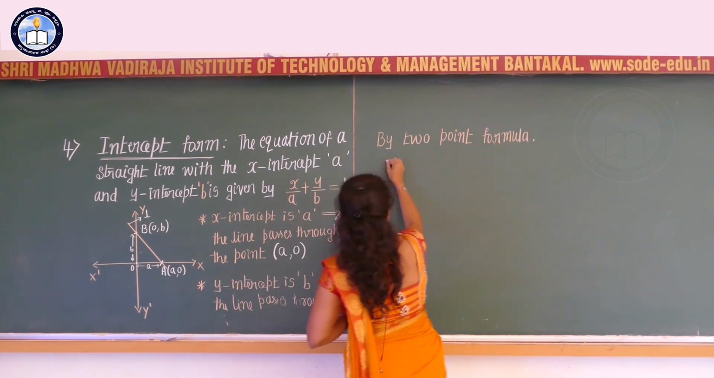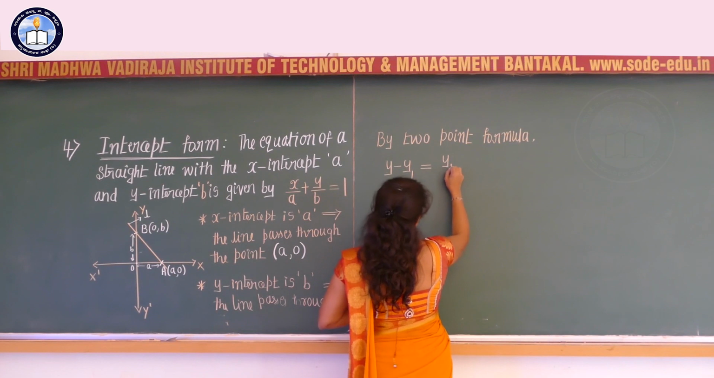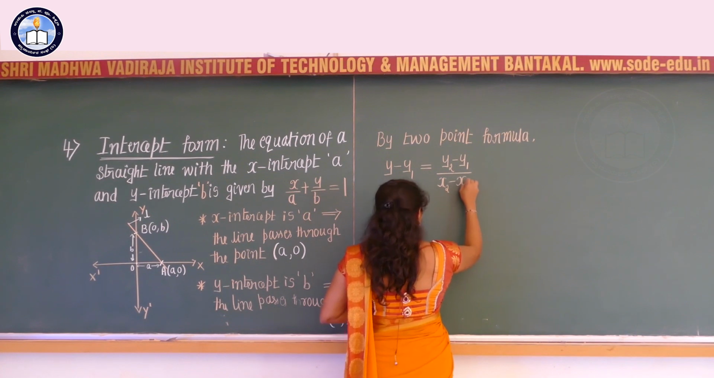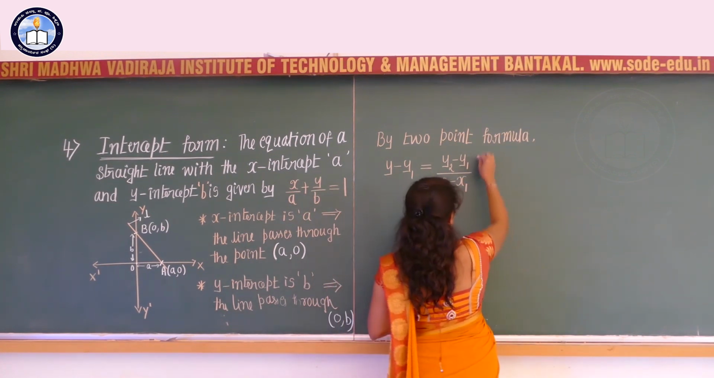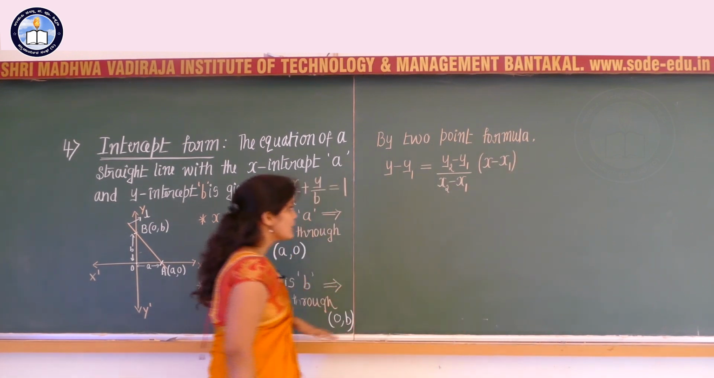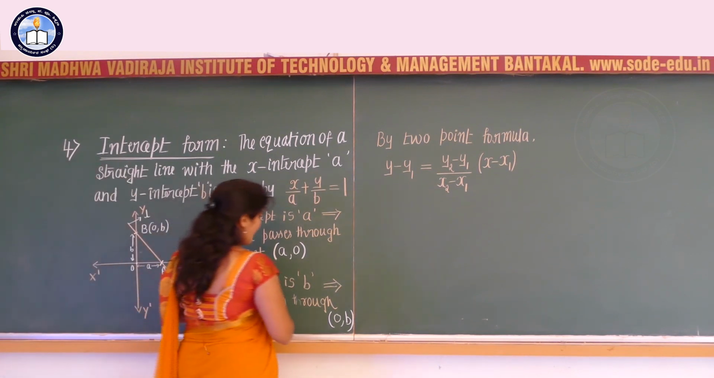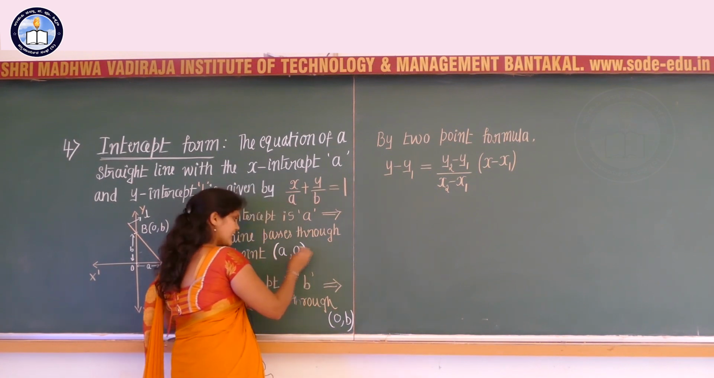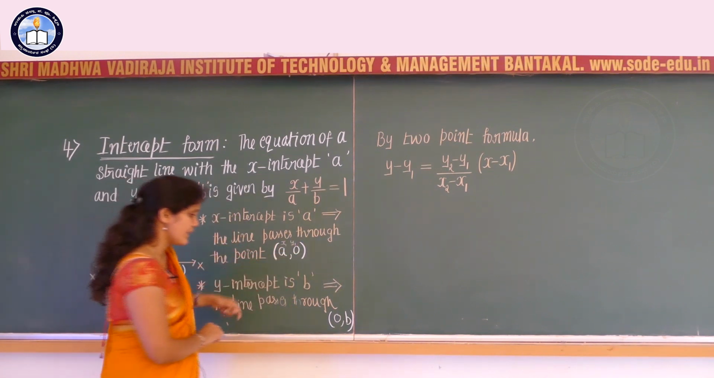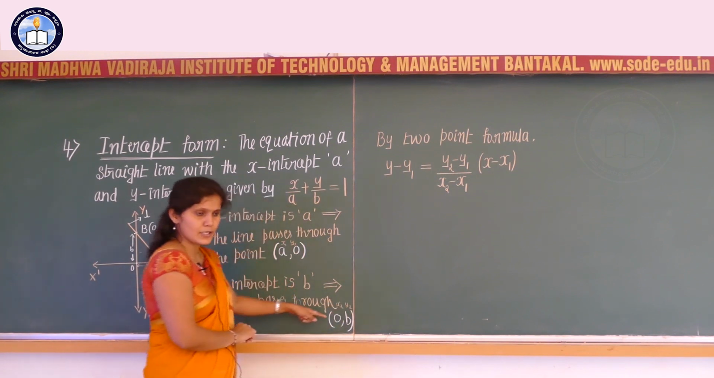The two-point formula is y minus y1 is equal to m into (y2 minus y1) divided by (x2 minus x1) into (x minus x1). Now, substituting the values of x1, y1, x2, y2: here as x1 comma y1 I am considering the ordered pair a comma 0, and x2 comma y2 is the ordered pair 0 comma b.